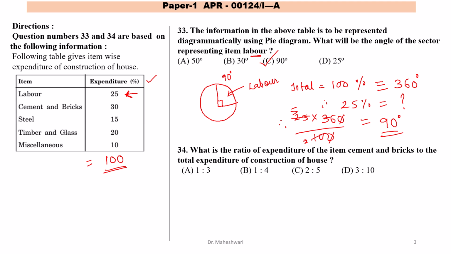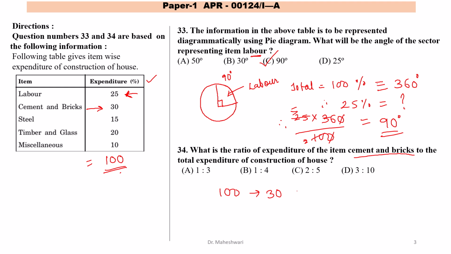What is the ratio of expenditure of the items cement and bricks to the total expenditure of constructing the house? If you go to cement and bricks, it is 30% of the expenditure. Out of 100 total, they have spent 30 on cement and bricks. Now they have asked us what? The ratio of cement and bricks to total expenditure.